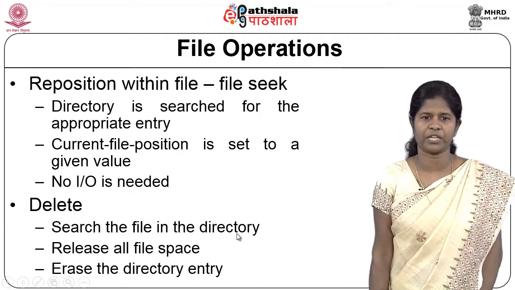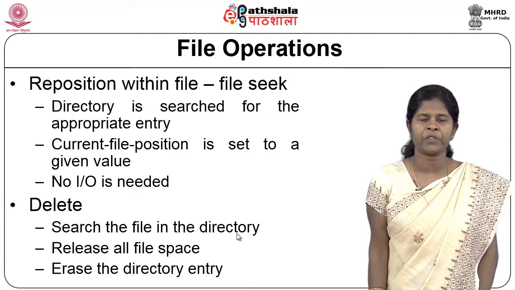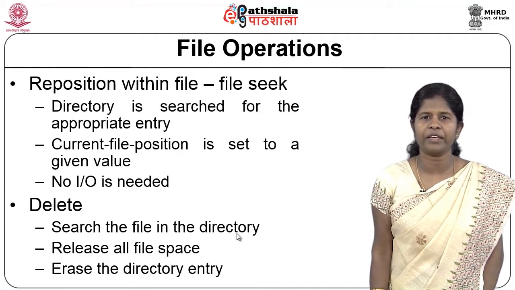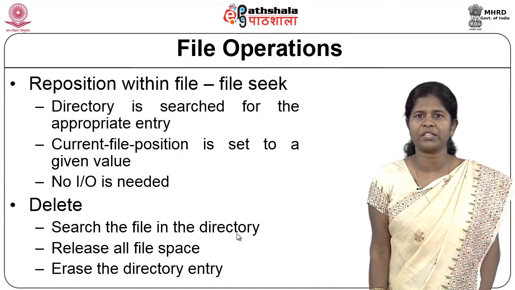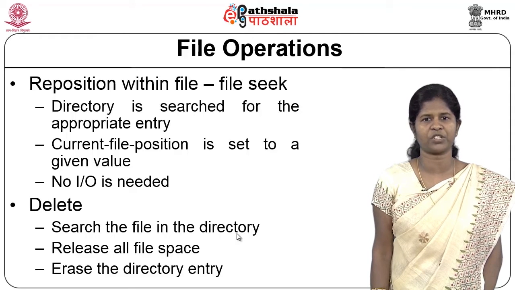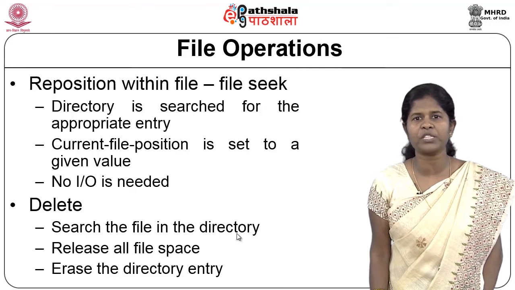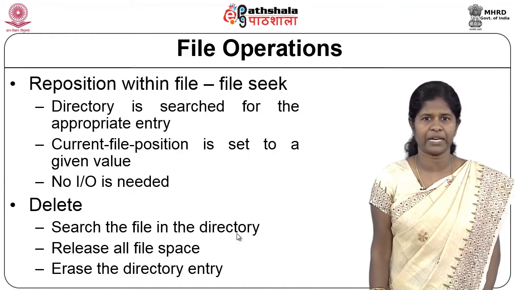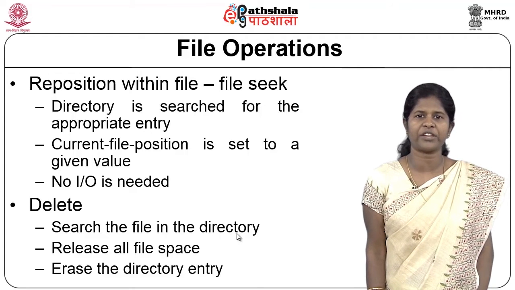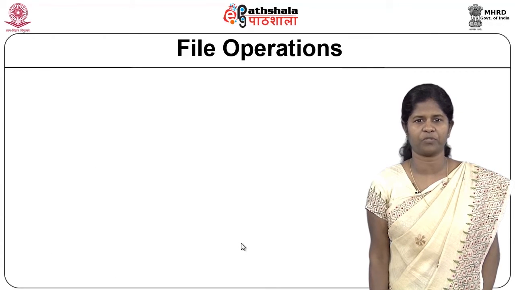Then the delete operation. For deleting, you will be given the name of a file and the name of the file will be searched in the file directory, and if disk blocks are allocated to the file, all those disk blocks allocated to the file will be freed and the entry for that file in the directory will be erased. So, when the file was created, an entry was made in the directory for that particular file. When the file is deleted, that entry will be removed.